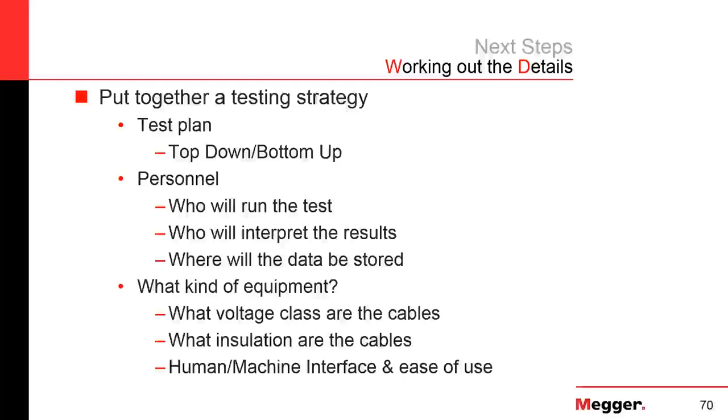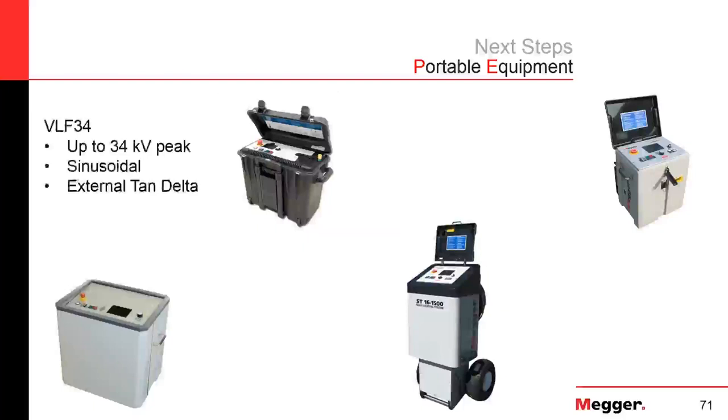And finally, with all this in mind, we have to determine what kind of equipment we need to get. What is important is what voltage class are the cables. Higher voltage class means a bigger piece of equipment. What insulation are the cables? What's the human machine interface like? Is it easy to use? Is it easy to train on? Easy to get people to operate the equipment?